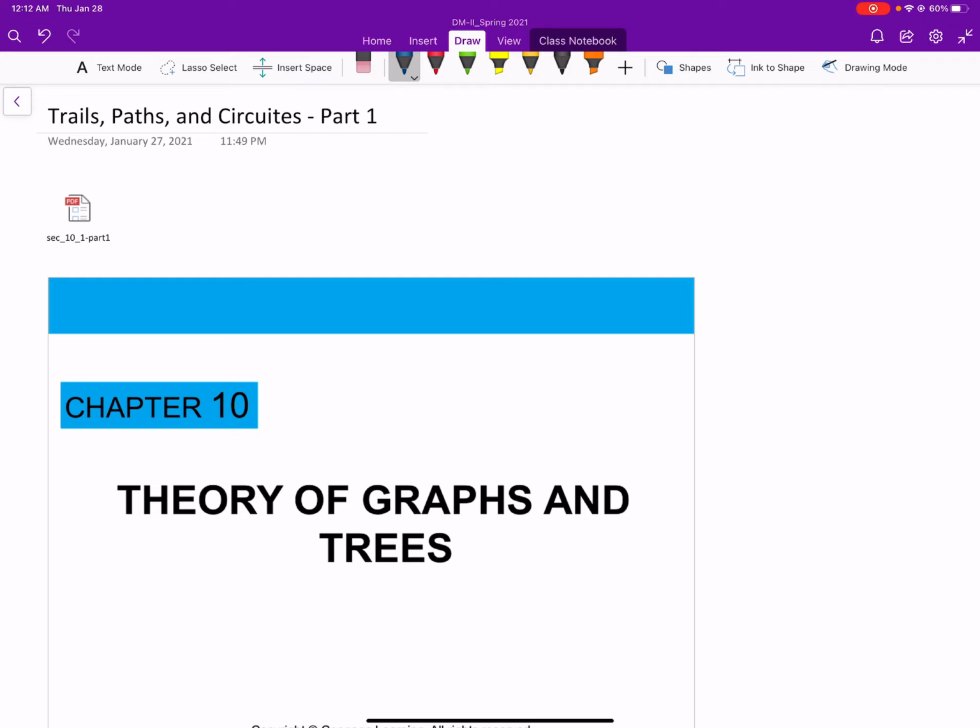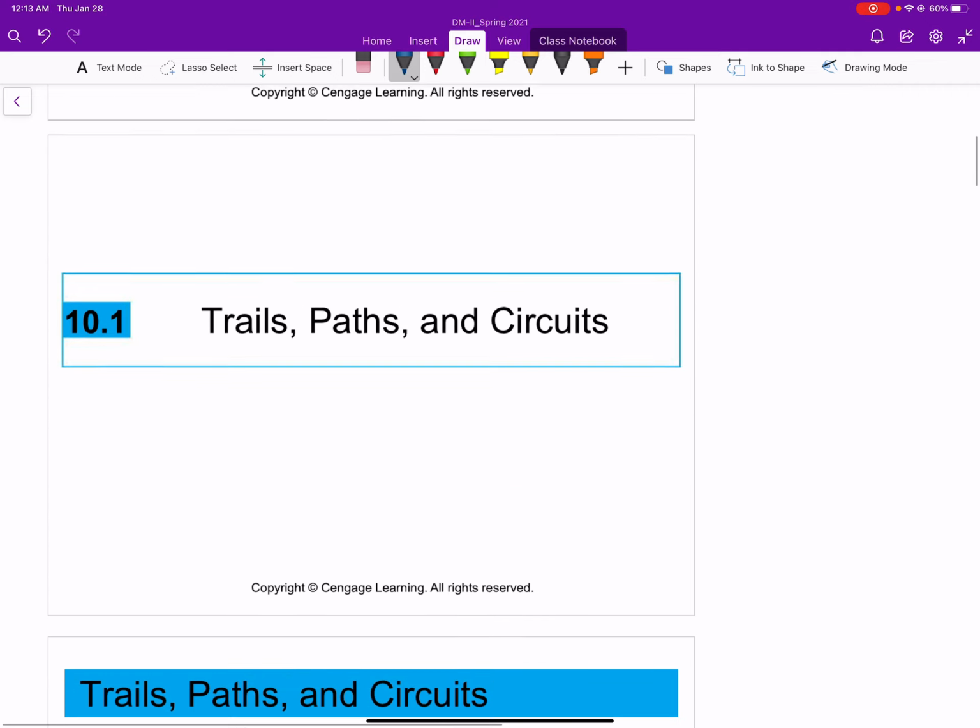Today we are going to learn the first section, which is trails, paths, and circuits. This is a long section. Because of that reason, I split the section into 2 parts. Today I teach the first part, and the next part will be taught in the next class. All right. So these are very important concepts: trails, paths, and circuits.